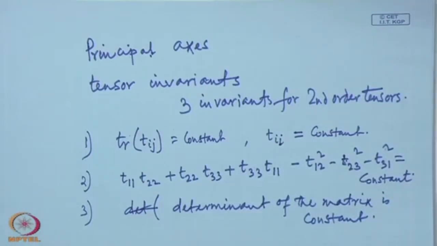So, when we rotate the axis system, the individual stress elements change, but the change is such that the sum of the diagonal always remains constant. Now, what are these diagonal elements? Let us write the stress tensor in matrix form.